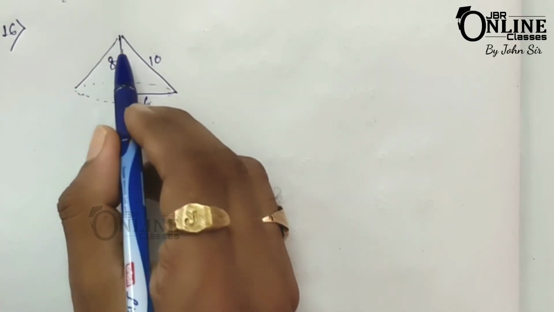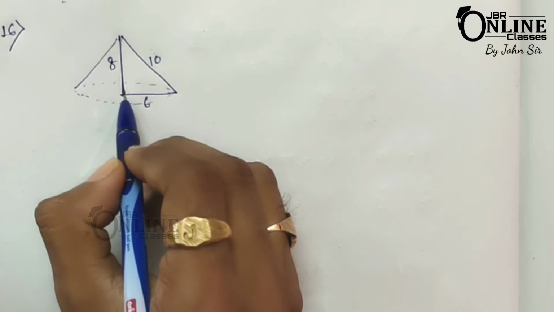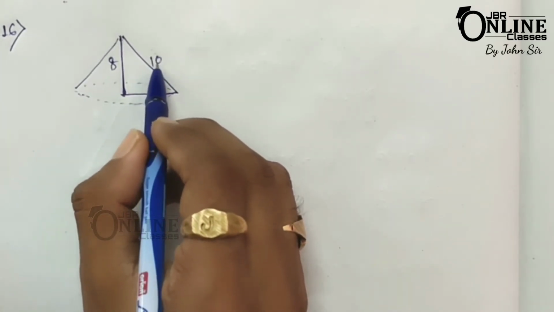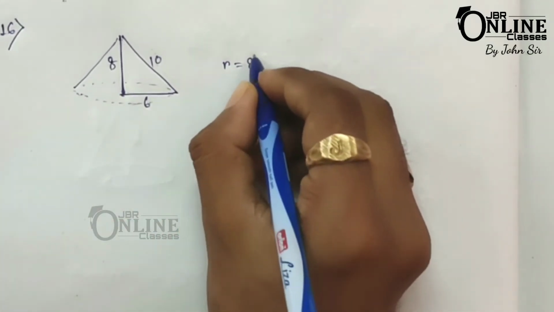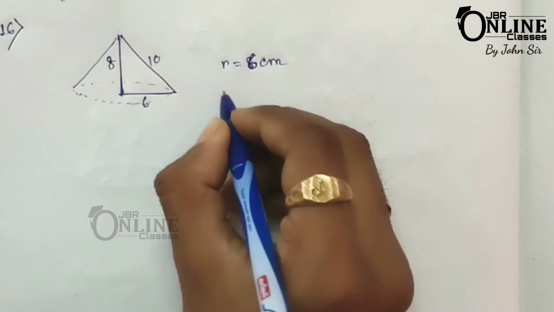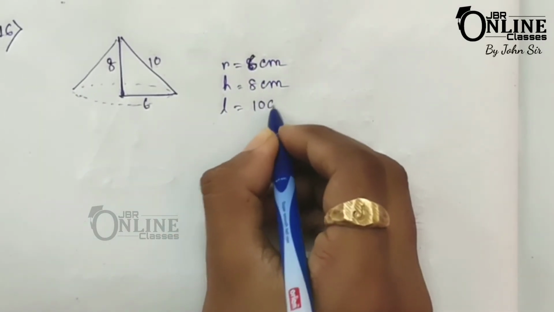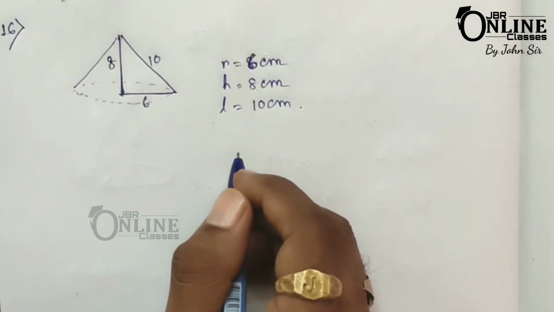So in this cone here, 8 is the height, and the radius equals 6 and the slant height equals 10 centimeter. So write down here r equal to 6 centimeter, h equal to 8 centimeter and L equal to 10 centimeter. Now you have to find out the volume and the curved surface area.